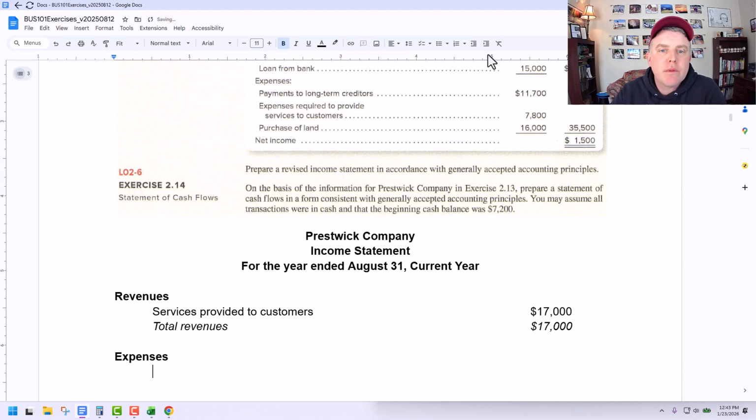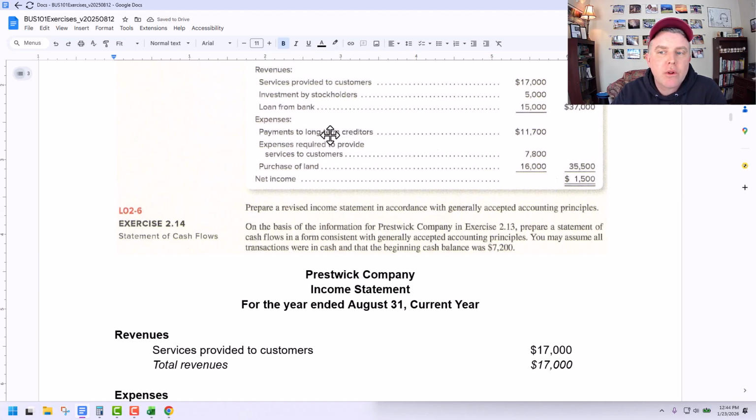So expenses, let's see what the Villanova grad wrote here. So we have payments to long-term creditors for $11,700. Let's think about that. So we're paying people that we owed money to in the form of a loan. So that is not an expense. That is a loan repayment. We're repaying a liability. Liabilities are in the balance sheet. We're dealing with the income statement here. If we were paying interest, that would be an expense. But this is a repayment of the amount that we owe, the amount that we borrowed. This is not interest. This is a payment of the loan. So this is not included in the income statement.